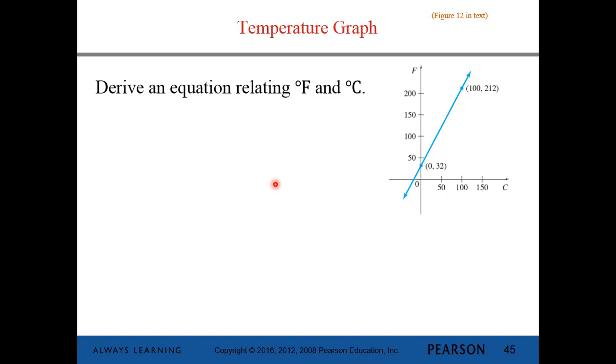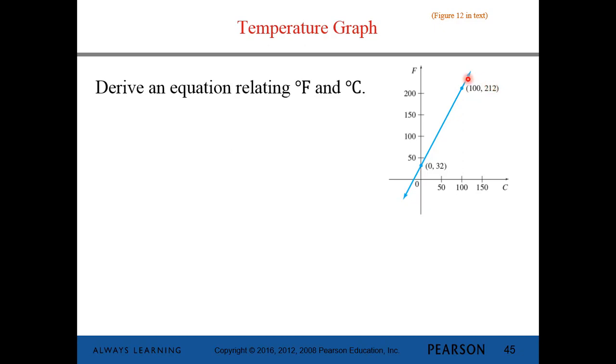Okay, so now we want to derive an equation relating Fahrenheit and Celsius. There is a linear relationship between degrees Fahrenheit and degrees Celsius, and it's given by this graph. We're going to use the freezing point and the boiling point of water. We know that the freezing point of water is 0 degrees Celsius, which is the same as 32 degrees Fahrenheit. And the boiling point of water is 100 degrees Celsius and 212 degrees Fahrenheit.